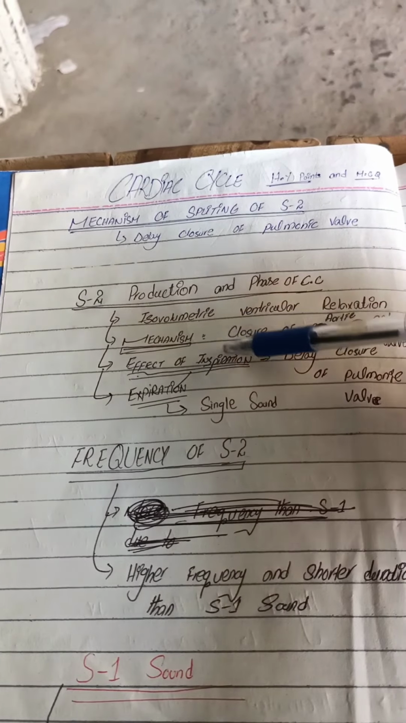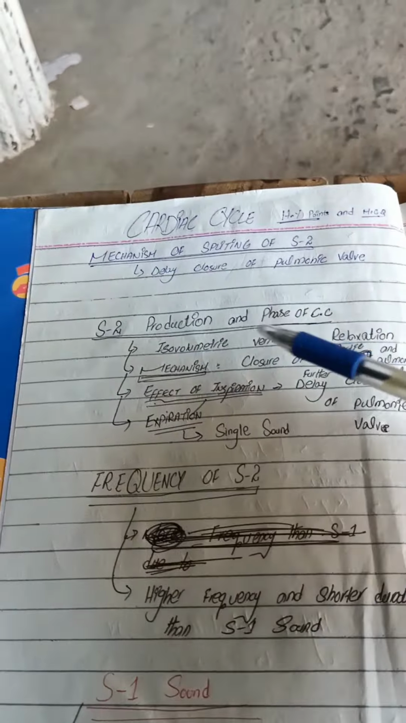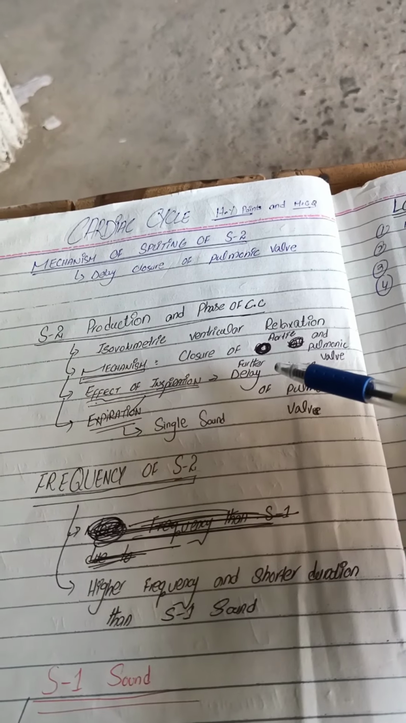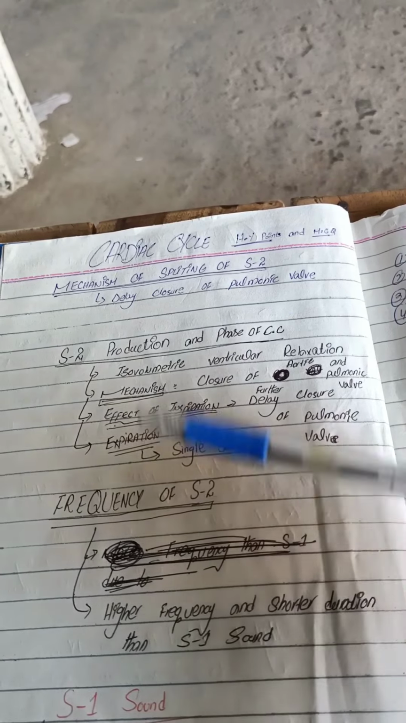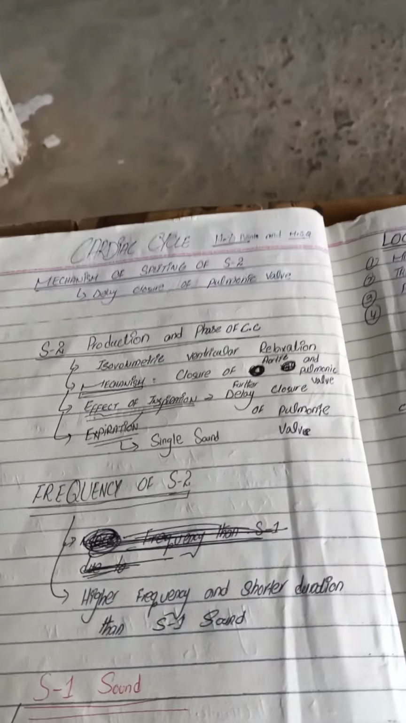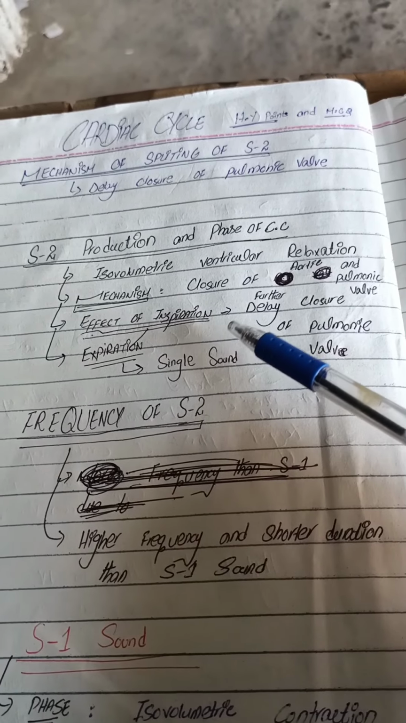What is the effect of inspiration on the second heart sound? Basically, inspiration causes delayed closure of the pulmonic valve, because inspiration increases the preload, which leads to the delayed closure of the pulmonic valve, and on inspiration we hear a split heart sound.